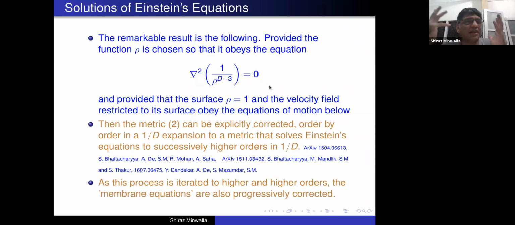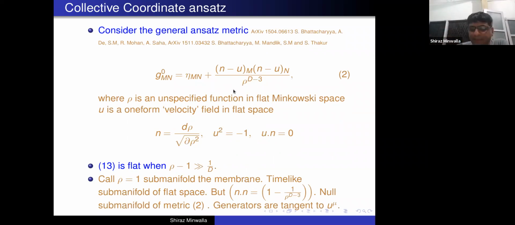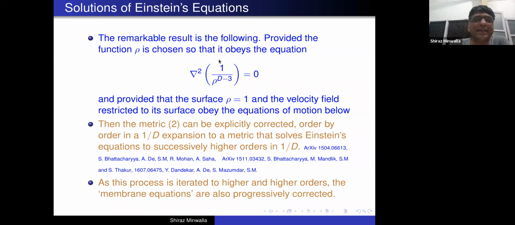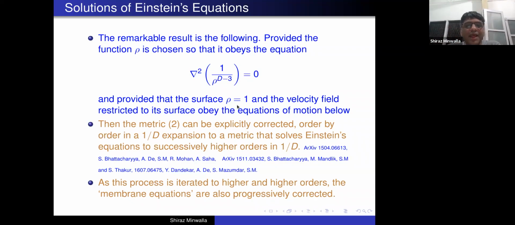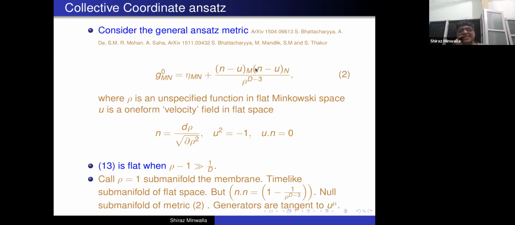Now, we're not just interested in writing down some metrics, we want solutions to Einstein's equations. The remarkable fact that we established is the following. If we choose this function rho not to be completely arbitrary, but to be a harmonic function, to obey the equation del squared of 1 over rho to the power d minus 3 equal to 0, and provided the shape of the rho equals 1 surface and the velocity field, this one-form field restricted to the rho equals 1 surface, obey a set of equations of motion, which I'll tell you about in a minute, then the metric here is not just any old metric, but a solution to Einstein's equations at 0th order, and can be systematically corrected in a 1 over d expansion to a true solution to Einstein's equations at every order in 1 over d.